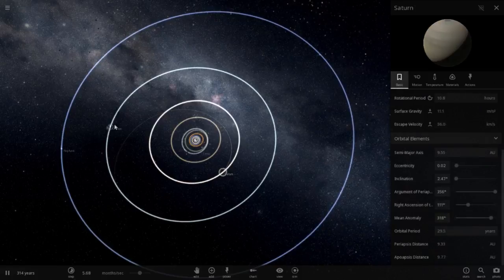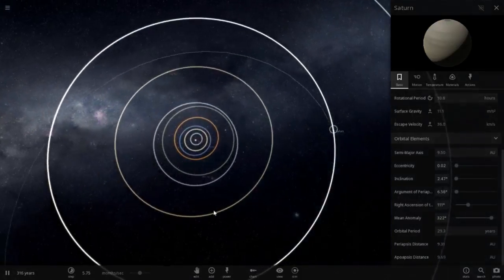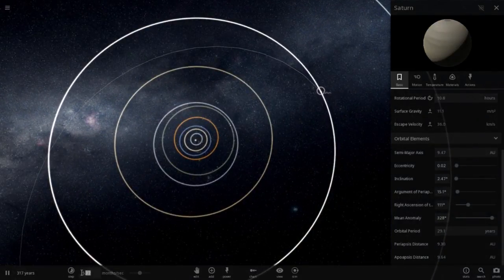I'm surprised. The outer planets were more perturbed previously. Hold on, let's slow things down a bit. I think we're going too fast through this part.